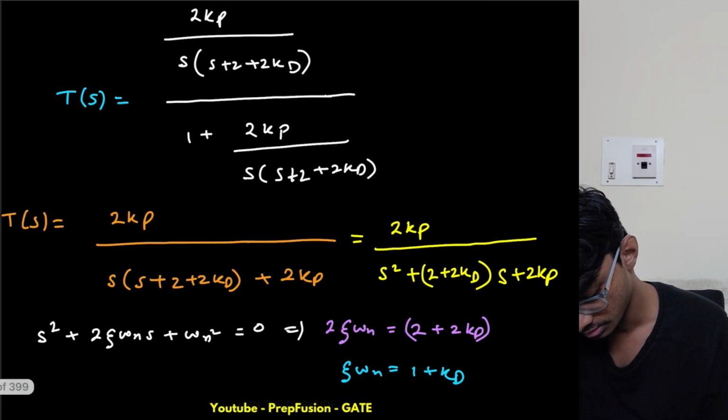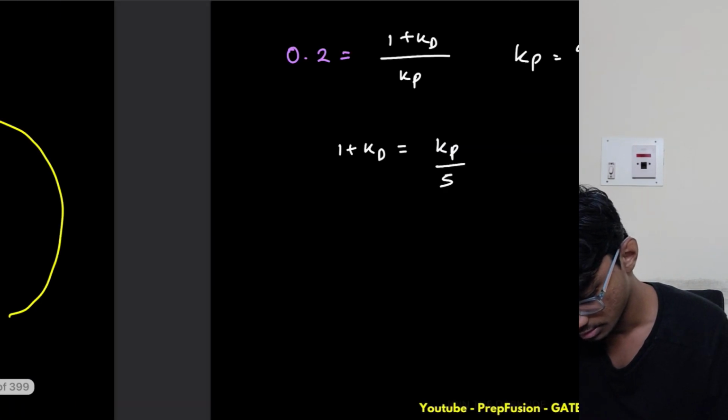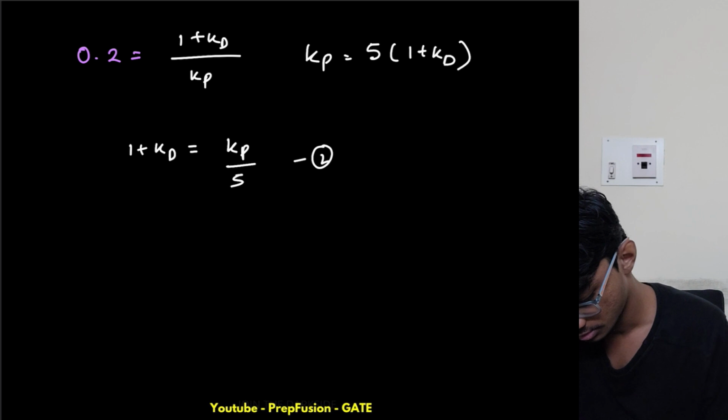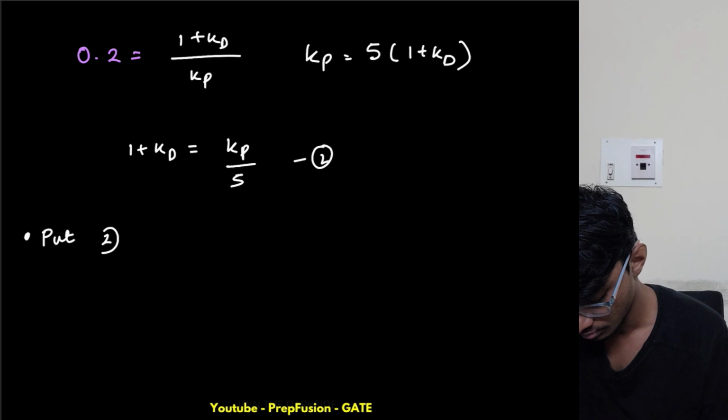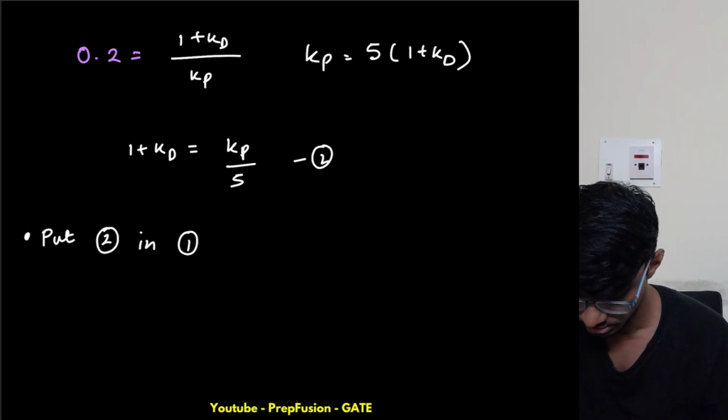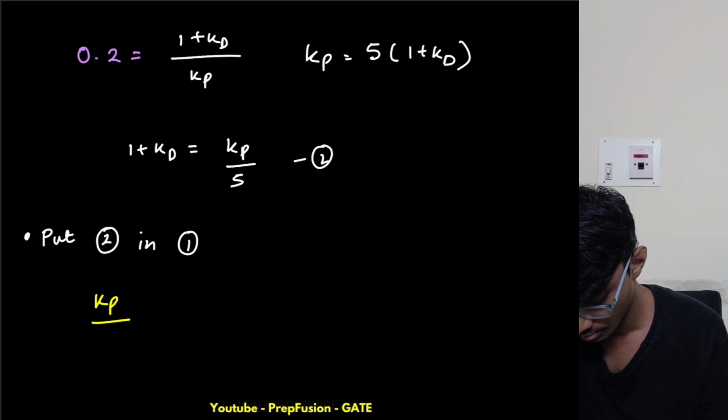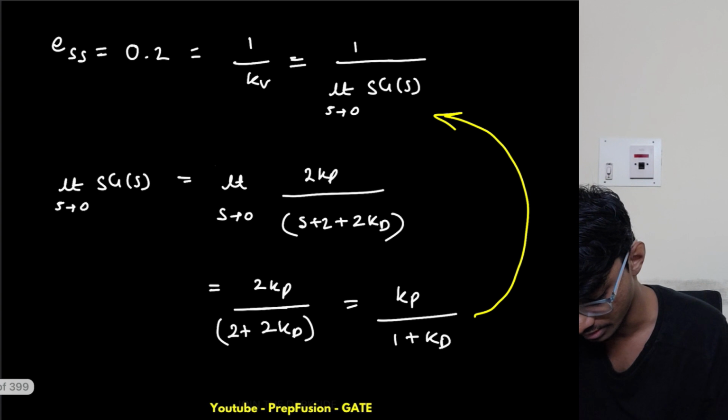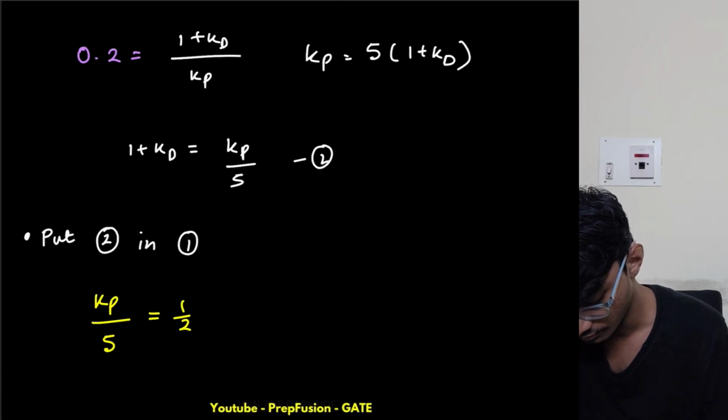Okay, this is my equation 1. Okay, so this is my equation 2. Basically, let me write this better, put 2 in equation 1, right? So if I do that, then what will happen? Then basically my kp by 5 will be equal to zeta omega n, and zeta is half into omega.